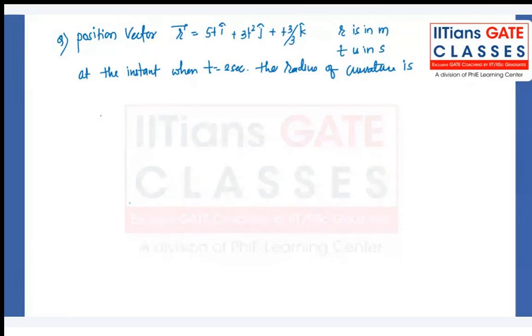Try to solve this question. We got the value of r bar here. Velocity is not given, but r bar is given, so you should be able to calculate the v bar, right? And you can also calculate the a bar, the acceleration. The position vector r bar is given like this. What is r bar? 5t i plus 3t square j plus t cube by 3 k.